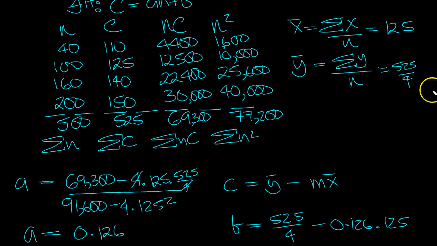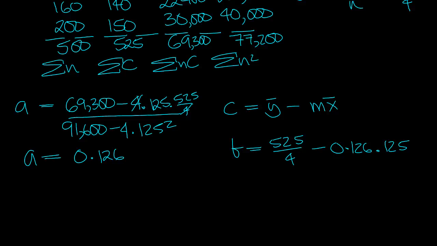So these are okay. It's just the summation of n squared, which was here, wasn't it? So we just change that number there to 77,200. There we go. And everything else seems fine. So we can work that out now.